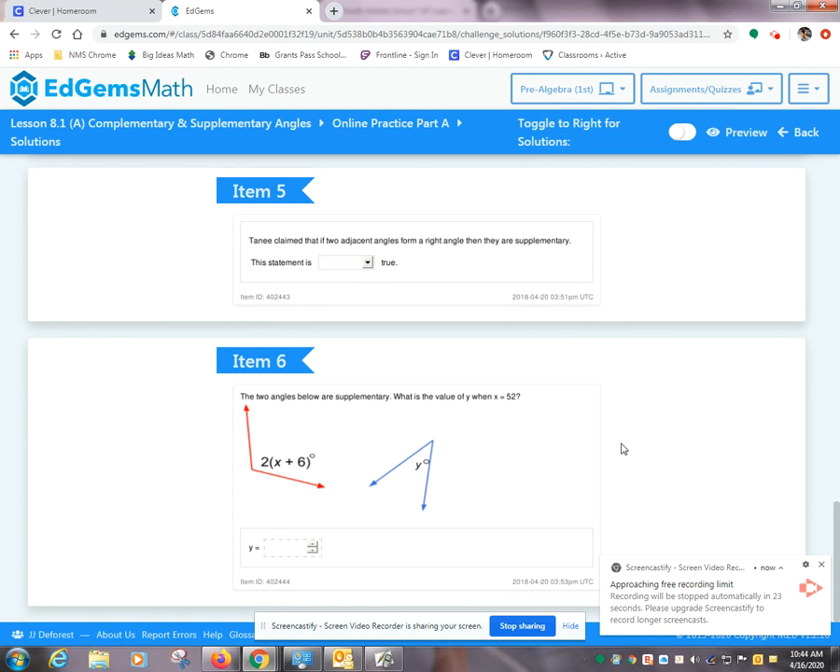Have some fun. You can go as far as you want in EdGems. Some of you are going to go a little slower, some of you a little faster, but the more you get done with this whole EdGems pre-algebra unit, the more prepared you'll be for algebra next year.